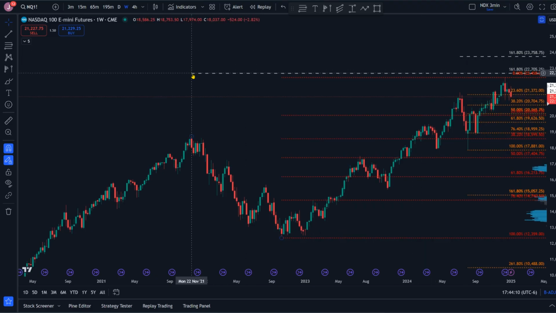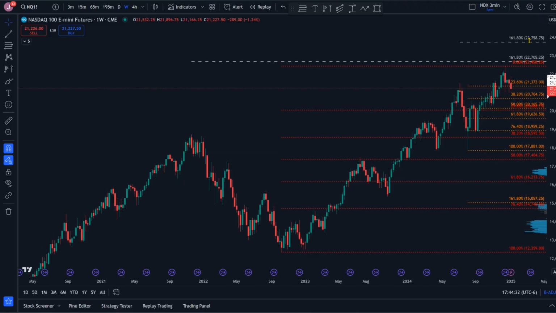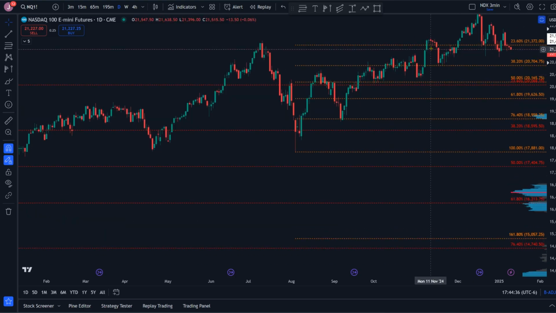The first 161.8 extension is from the 21 to 22 lows, and that sets the 161.8 at 22,705 and a quarter, pretty close to the current all-time highs. On the index it hits, but here on the futures it doesn't. And then there's a secondary 161.8 up here from the range of July 24 to the low of August 24 at 23,758.75. So now we'll drill back down into the daily chart.